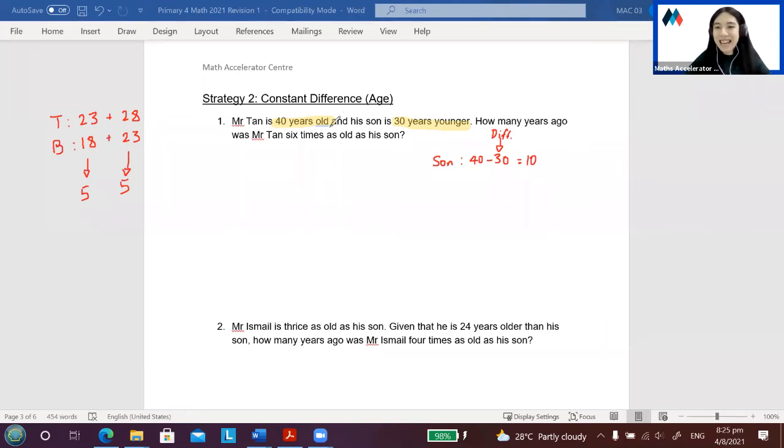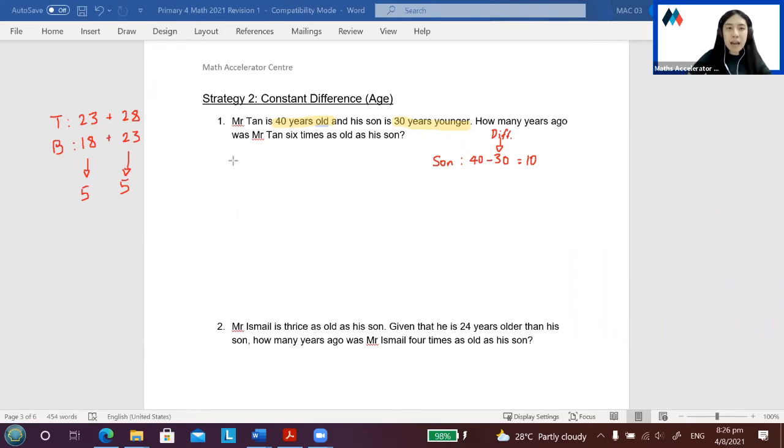So the thing is that the constant difference is this 30 years, because Mr. Tan's son and Mr. Tan, their age difference is 30 years, right? Yes, Celestine, very good, that is the correct answer. If the age difference is 30 years, then your constant difference is 30 years. Now, you see, the question asks how many years ago was Mr. Tan 6 times as old as his son? The question says how many years ago? That means this was in the past. How many years ago was Mr. Tan 6 times as old as his son?